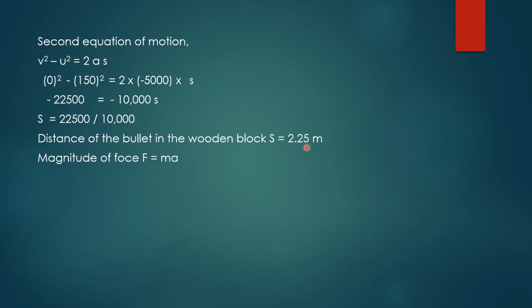We need to find the magnitude of force, that is F. We are going to use the formula F is equal to ma. The mass we know is 10 gram. You have to convert it into kilogram here. So 10 divided by 1000, or you can also write it as 0.01, into minus 5000. So here the answer will be 50 Newton.